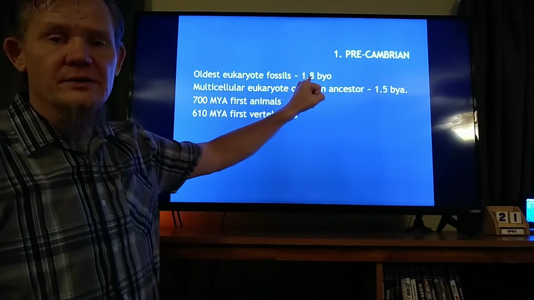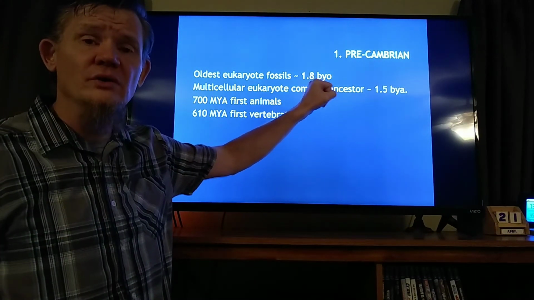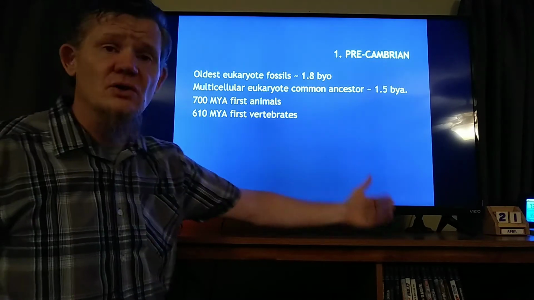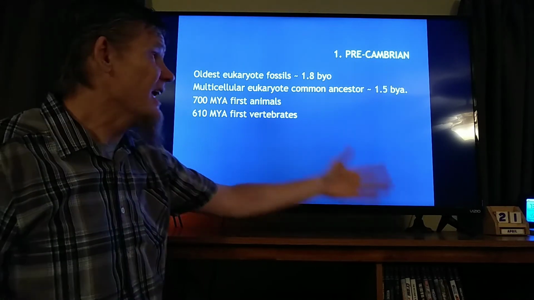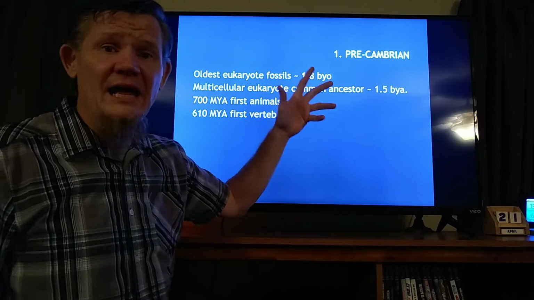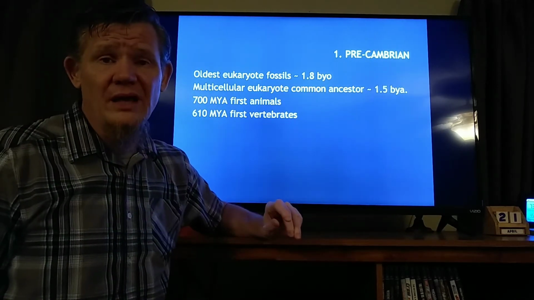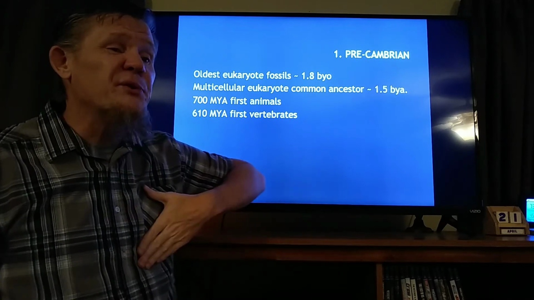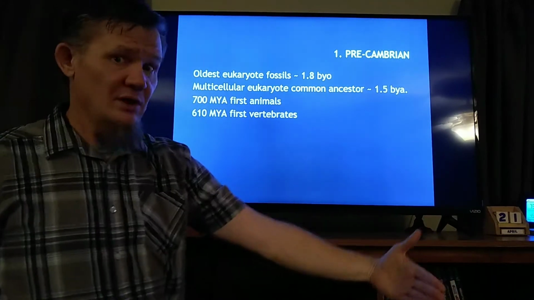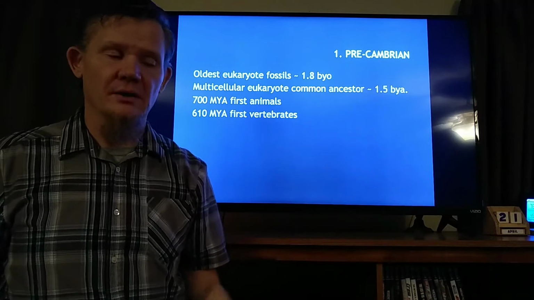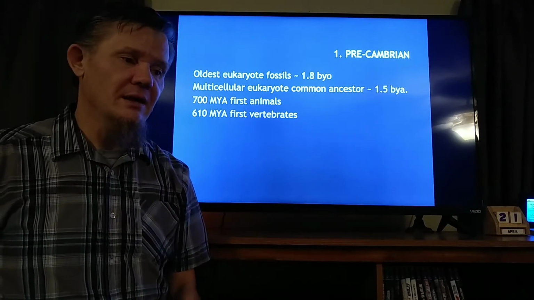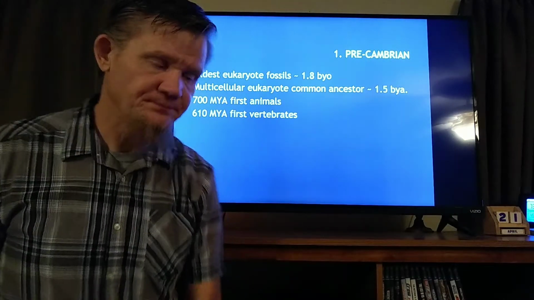Our oldest living things were bacteria. They showed up about 3.5 billion years ago. And for about 1.5 billion years, they were the only living things. We get our first eukaryotes at about 1.8 billion years ago. Another 300 million years later, we get our first multicellular eukaryotes. Things like really complicated algae.